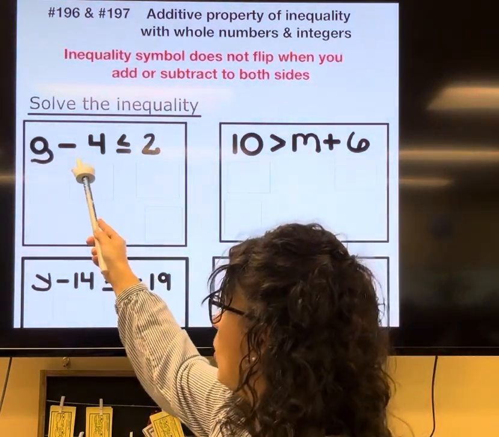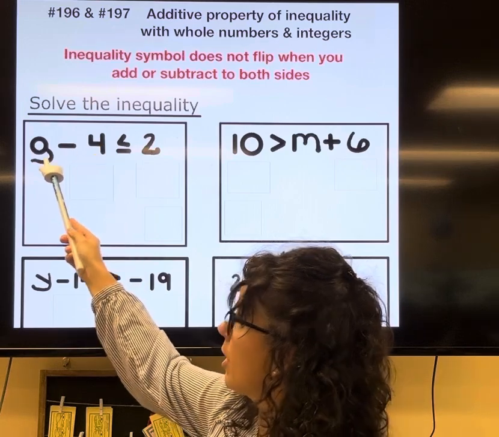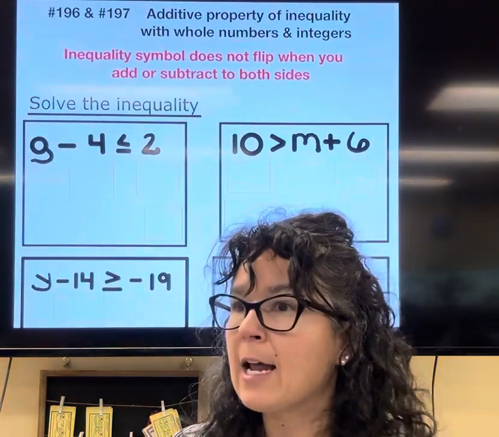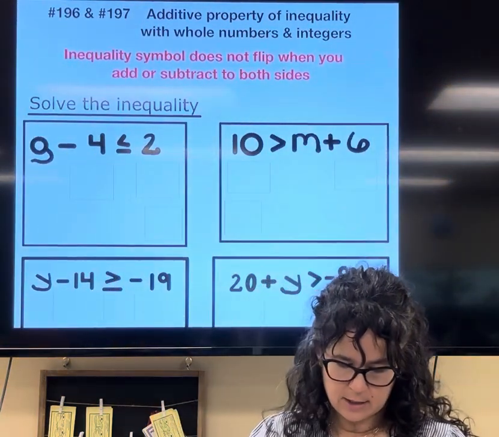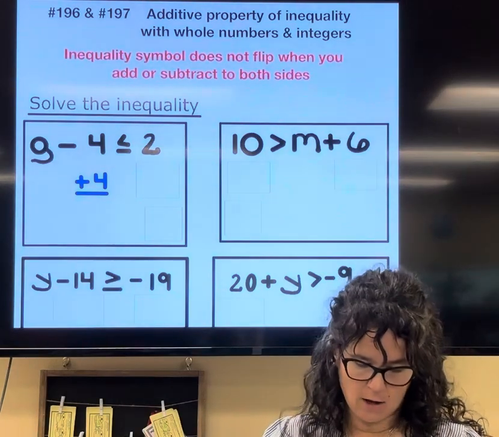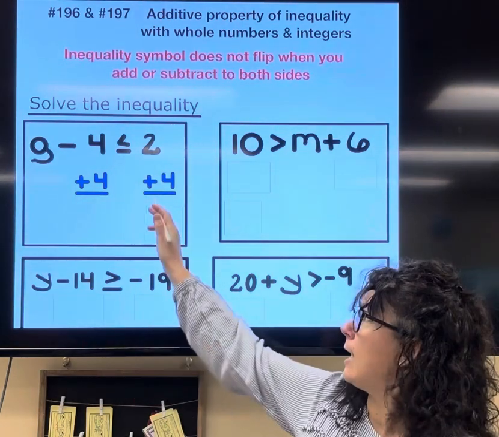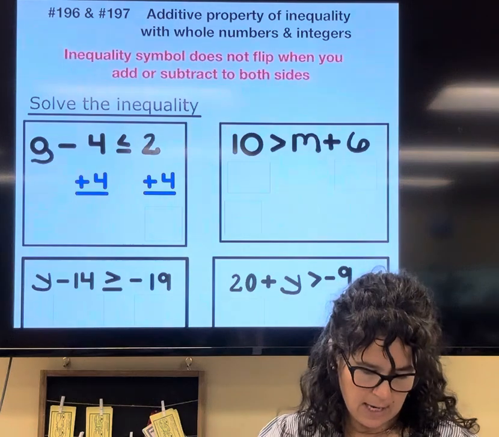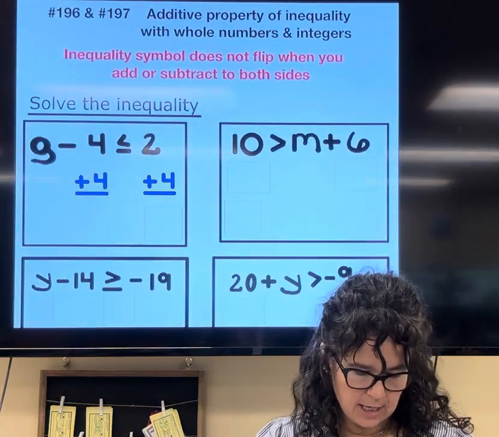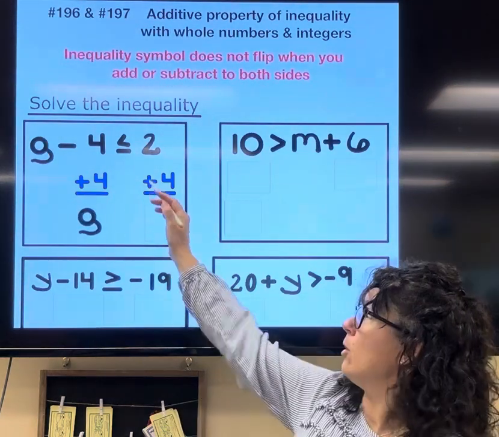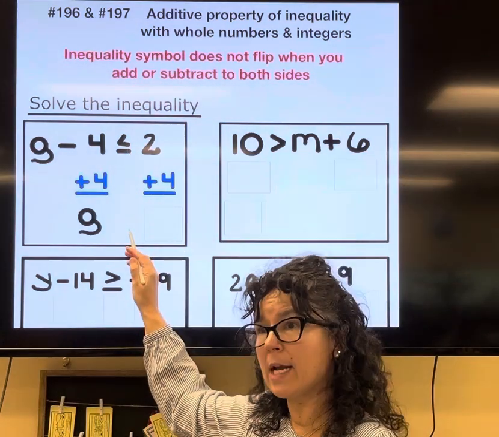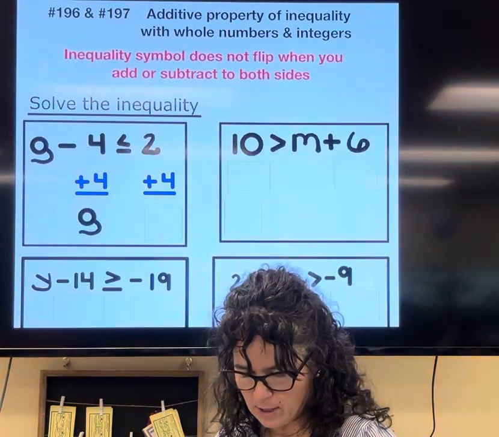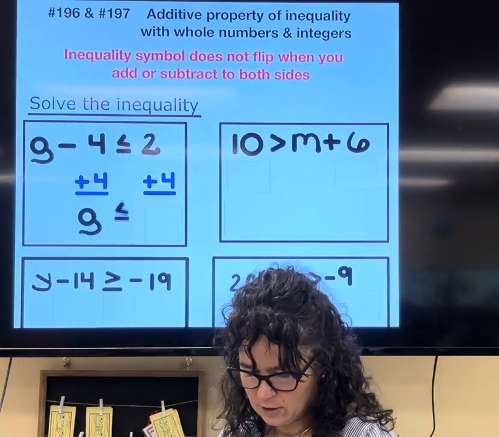If I want to get rid of this -4 next to the g, then I need to add 4 to get the g by itself. What I do to one side, I do to the other. So I'm going to end up here with g. Now this symbol, it's just going to come straight down. So I'm going to grab this symbol and drag it straight down.